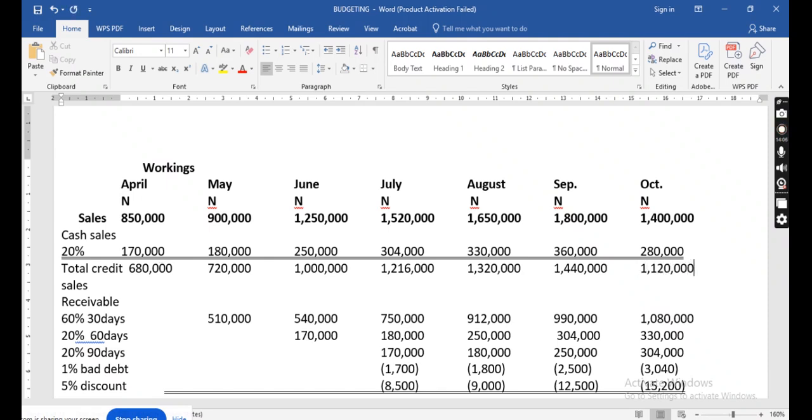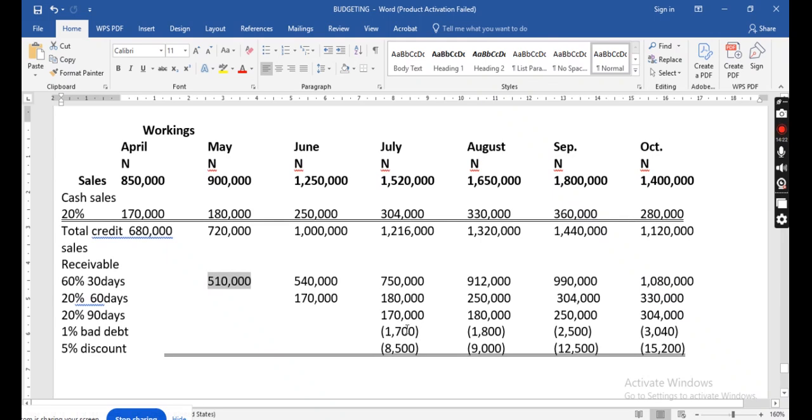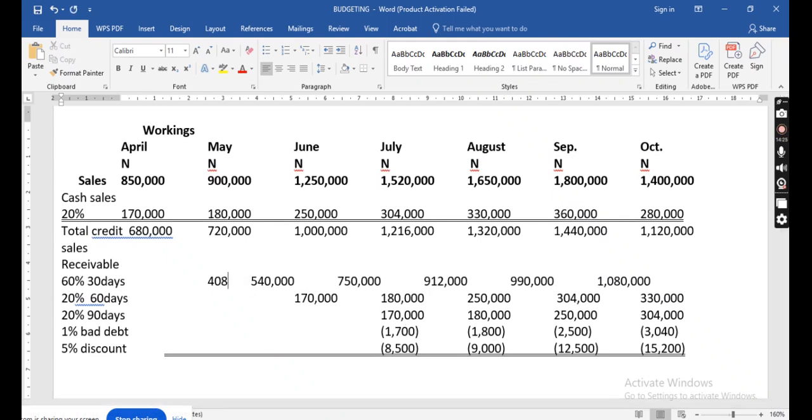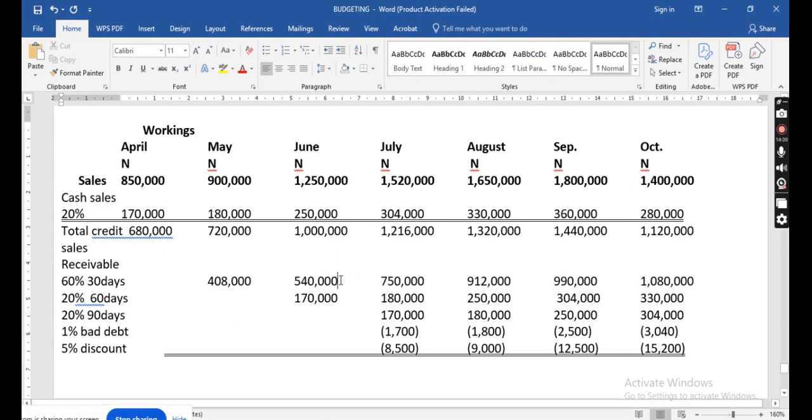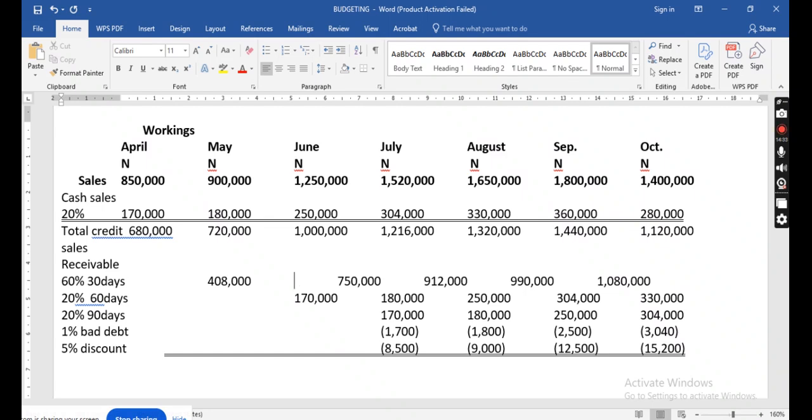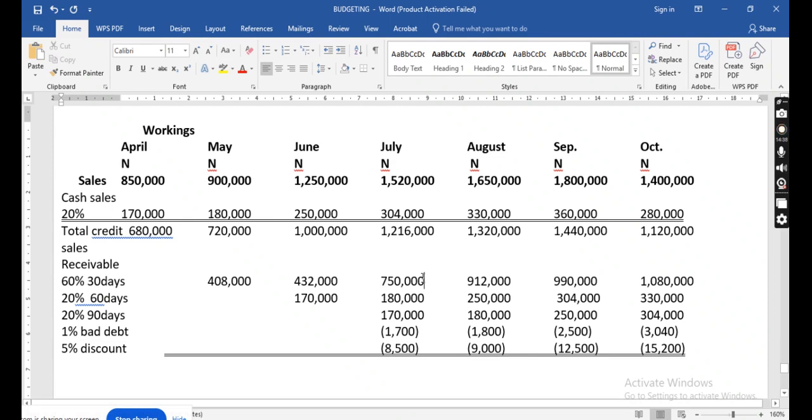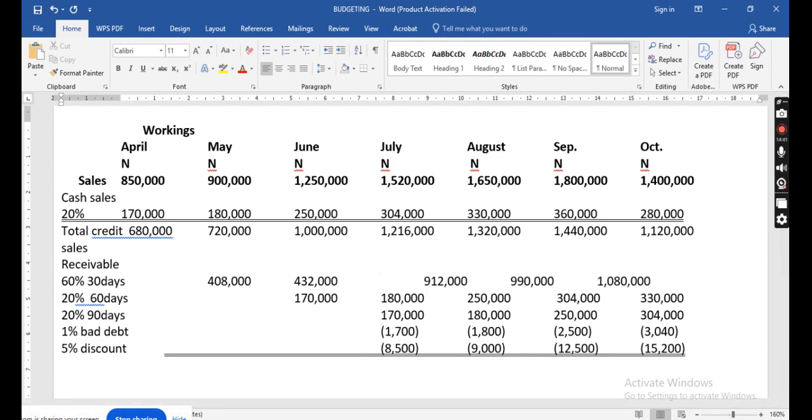So it means that 60%. What is the 60% of 680? 408. So what is the 60% of 720? 432. What is the 60% of 1 million? 600. Thank you, Olalekan.